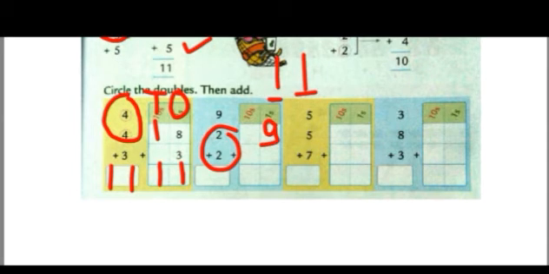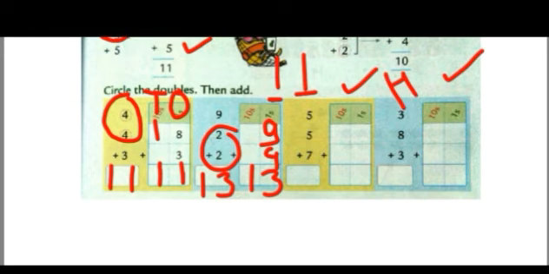And now add these doubles. So 2 plus 2 is how much? 4. We'll write 4 here. Now count. Tell me, 9 plus 4 is how much? We will count forward 4. 10, 11, 12, 13. So we will write 13 in the given space. Now you can try the remaining 2 at home as homework.